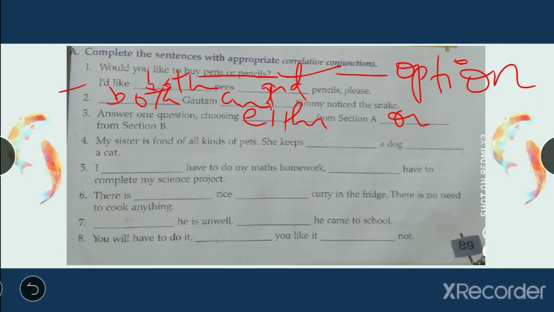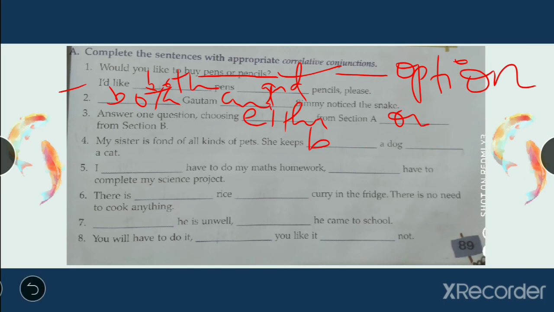Next, my sister is fond of all kinds of pets. My sister likes all the pets. She keeps dash a dog, dash a cat. It means she's having both the pets, right? If she likes all the pets, she's having both of them, right? So when we choose again both of them, what we can write? She keeps both, a dog and a cat.